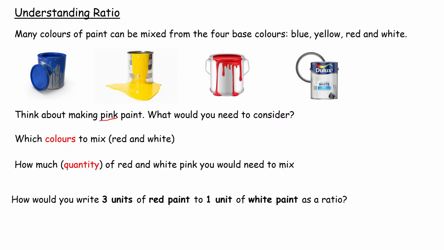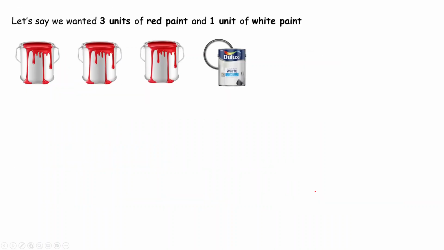So for example, how would you write something like this? How would you write 3 units, so just 3 parts of red paint to 1 unit of white paint as a ratio? And that's what we're going to get onto now. So let's say we wanted to mix 3 units of red paint and 1 unit of white paint, as you can see here. How would you write that as a ratio?